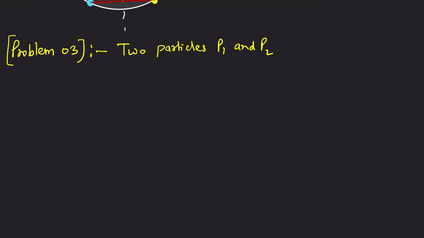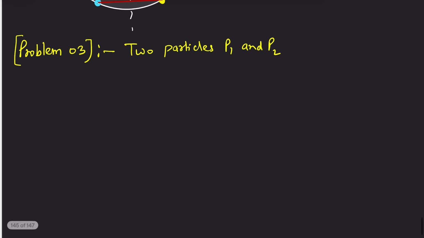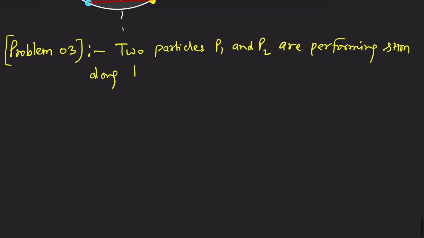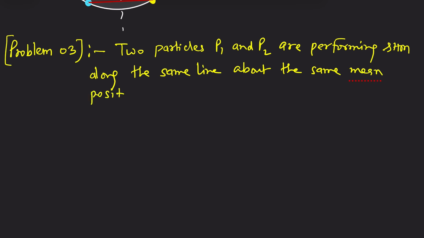So two particles P1 and P2 are performing SHM along the same line about the same mean position.